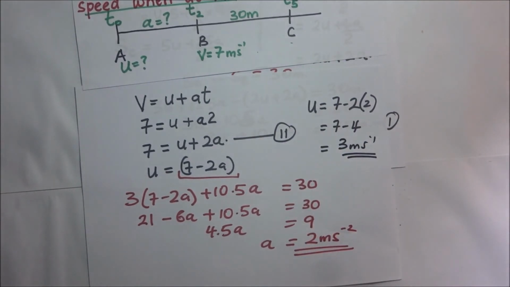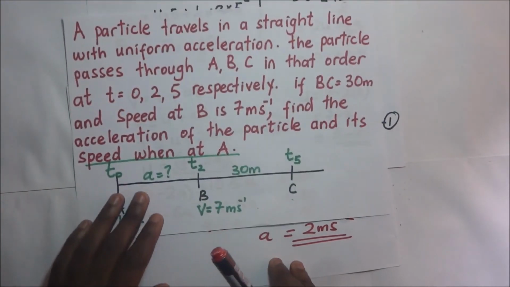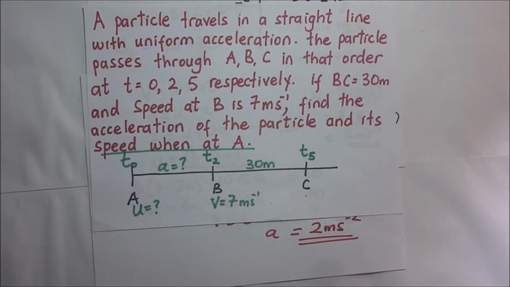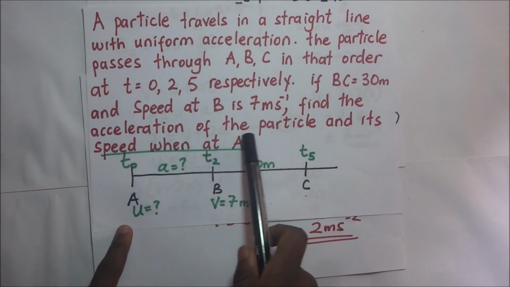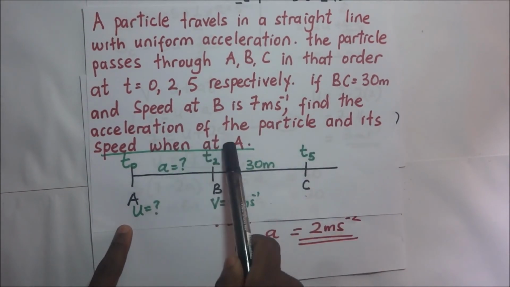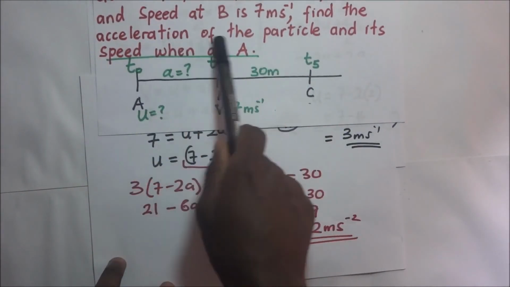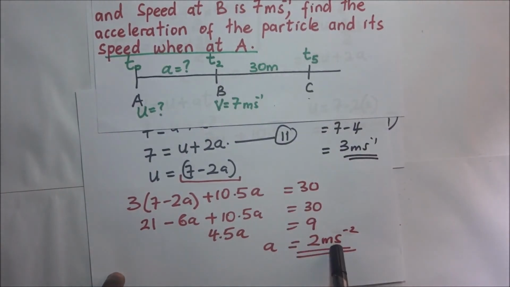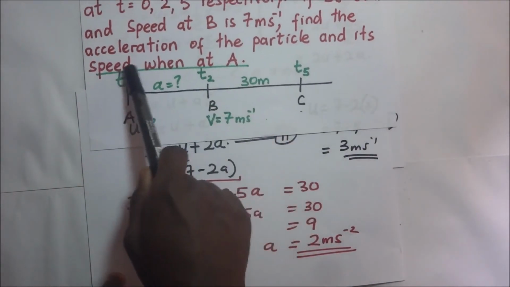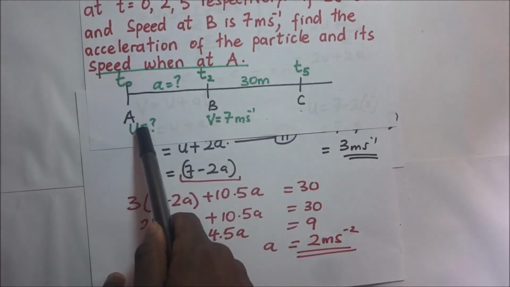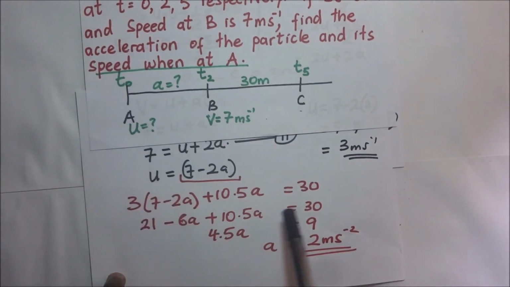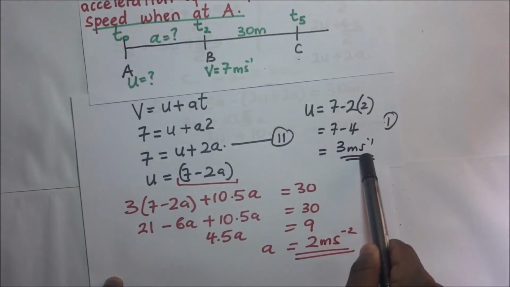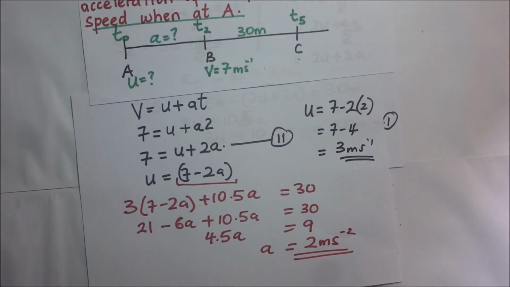So in so doing, we will have finished solving the whole question. The question is asking us to find the acceleration of the particle and its speed at A. So we are able to find the acceleration of the particle, which was 2 meters per second squared, and its speed at A, which so happens to be the value of u, the initial speed, which we got as 3 meters per second.